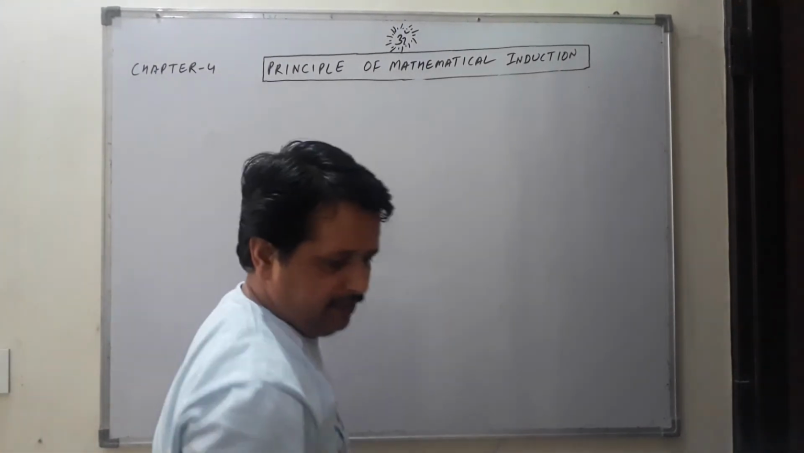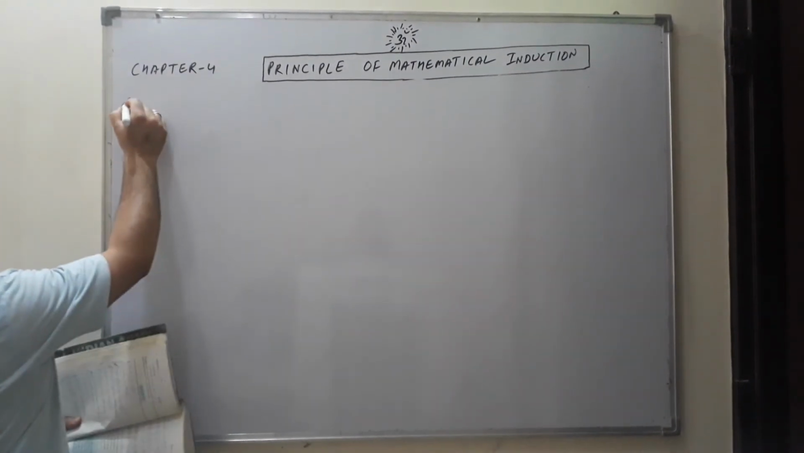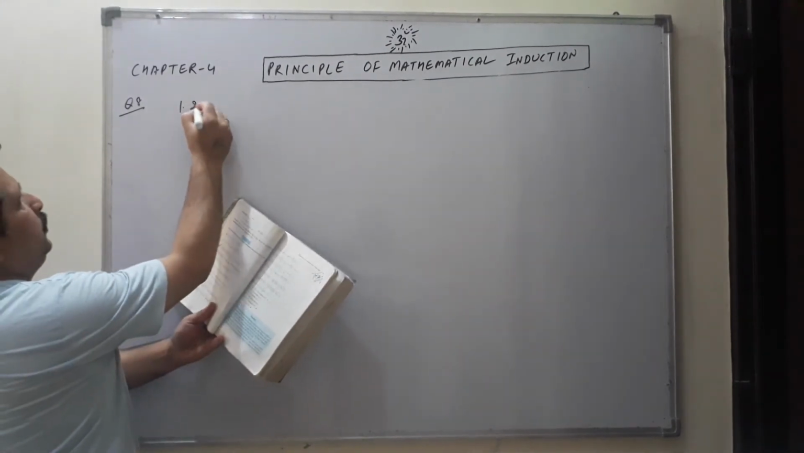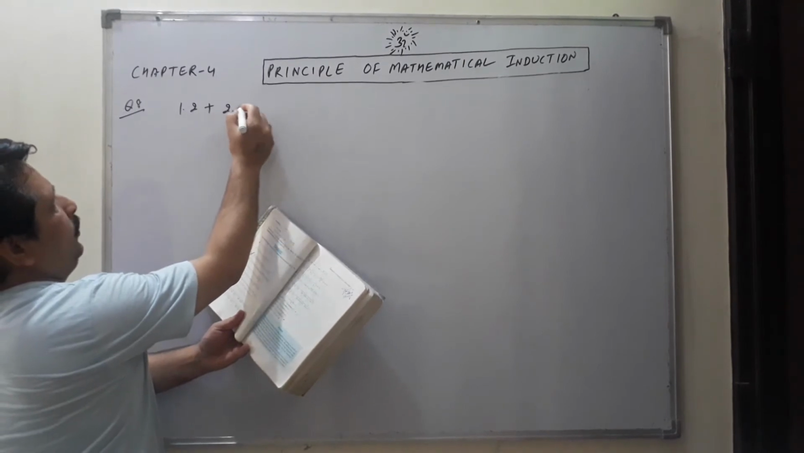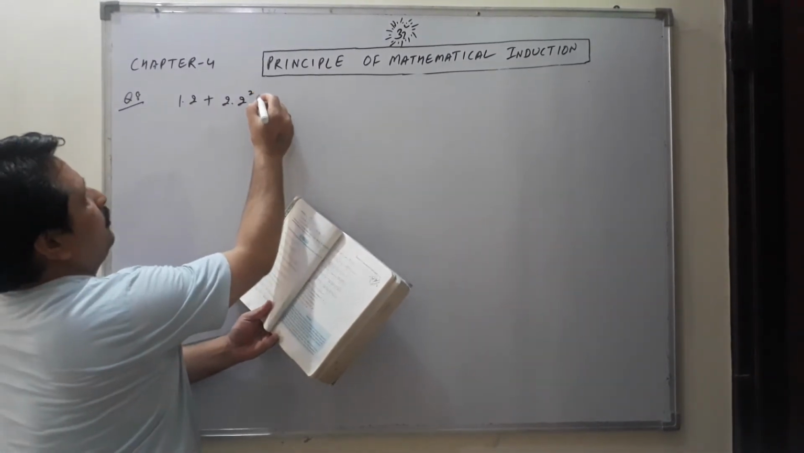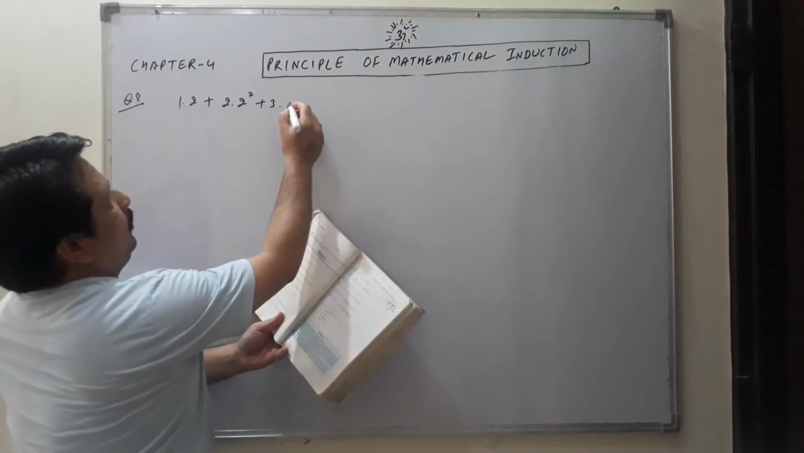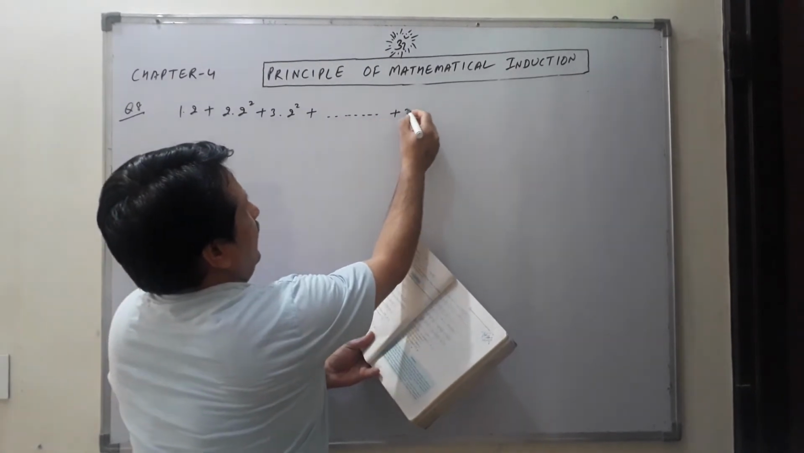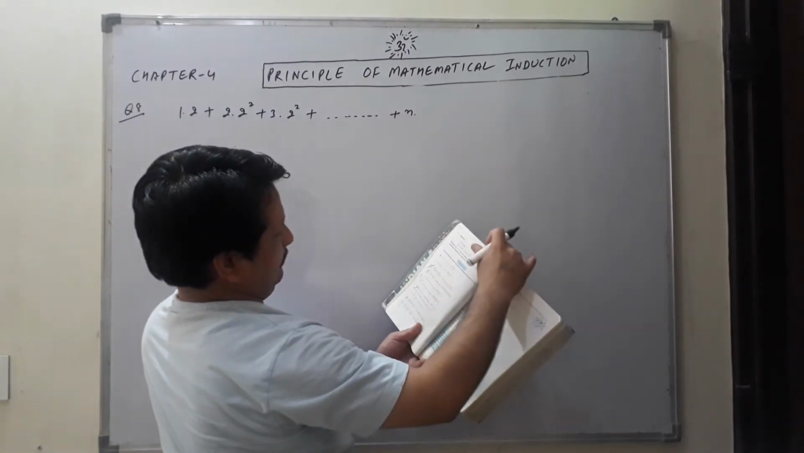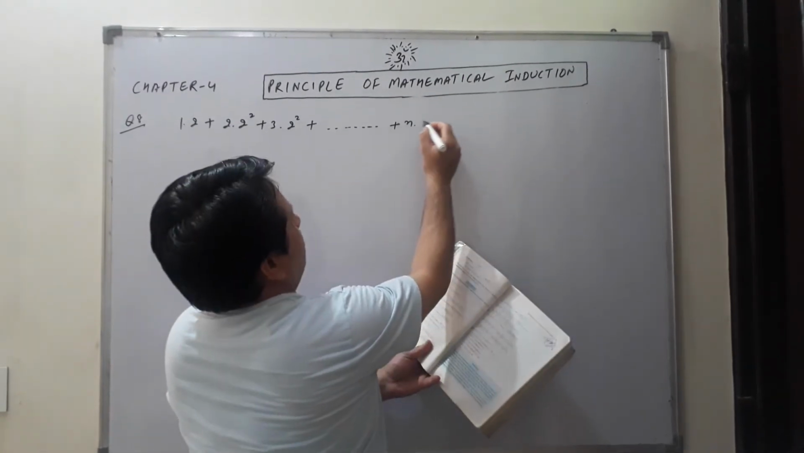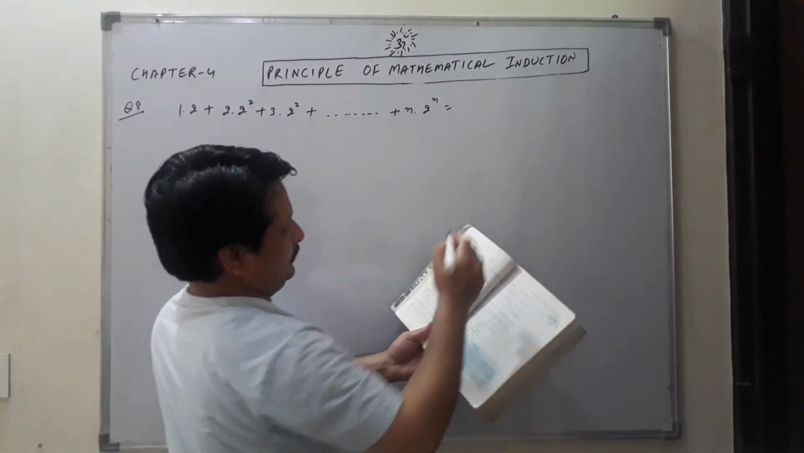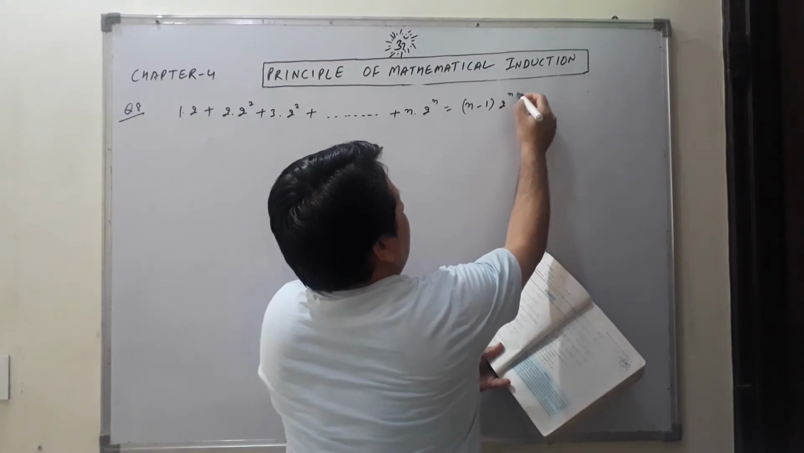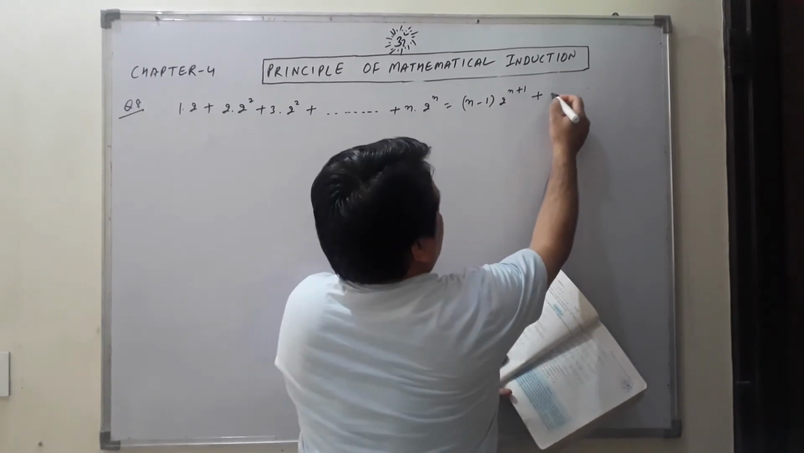Again, in question number 8, what we are doing here is: 1 into 2 plus 2 into 2 to the power 2, plus 3 into 2 to the power 2, plus and so on, n into 2 to the power n. This is equal to (n minus 1) into 2 to the power (n plus 1), plus 2.